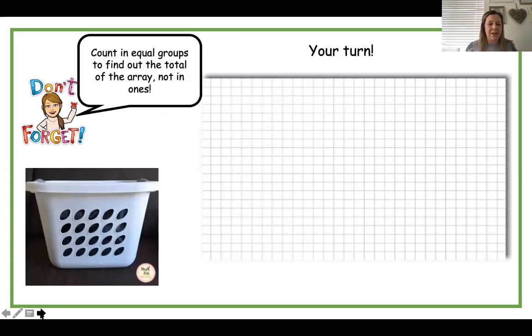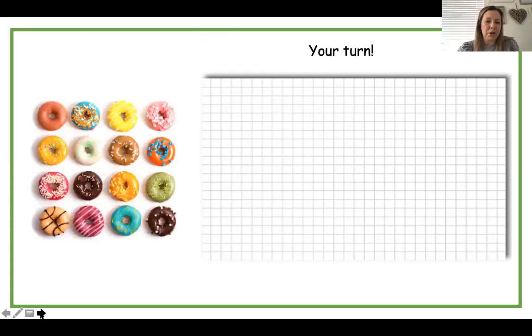So you're going to see if you can have a go at this one yourself. There's some holes in the washing basket. So I wonder if you could have a look at the rows and the columns and see if you can write down the 2 repeated addition sentences and the 2 multiplications on the squared paper. So I've done that one. And then there's also another one, look, with some lovely tasty donuts.